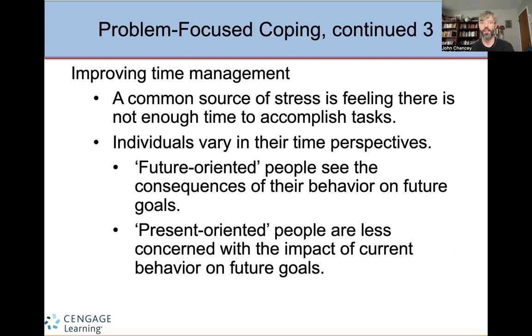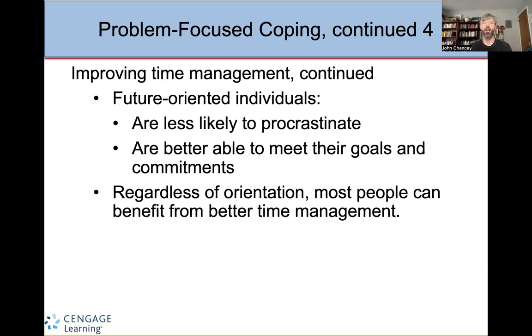Individuals will vary in terms of time. Some people will be more future oriented. Some people will be more present oriented, and that will be reflected in how they manage their time. Future oriented individuals are less likely to procrastinate. They're better able to meet their goals and commitments because they see the goal ahead of time, and they might plan ahead, break that into sub goals and work towards their overall goal.